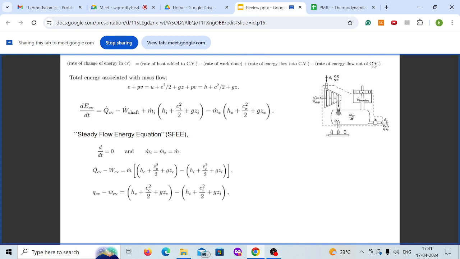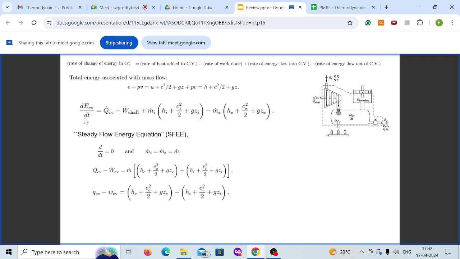Because of the mass flow, what is the energy which it is bringing? It is equal to E plus PV, or the enthalpy. E you can write as U plus kinetic energy plus potential energy, and plus PV. PV is nothing but the boundary work which is happening for it to enter. Then it is equal to h plus C square by 2 plus gz. So you can substitute that.